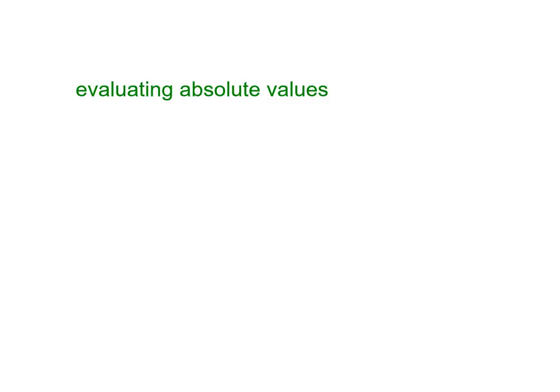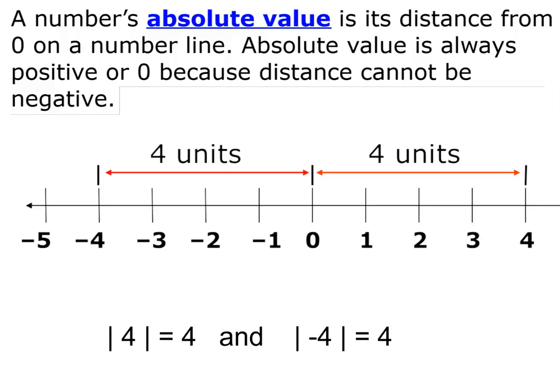Today we're going to be working on evaluating absolute values. A number's absolute value is its distance from 0 on a number line. Absolute value is always positive or 0 because distance cannot be negative. Here is a quick little picture describing what an absolute value is.